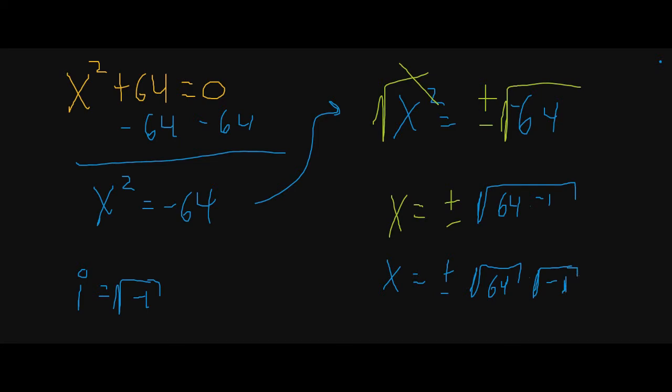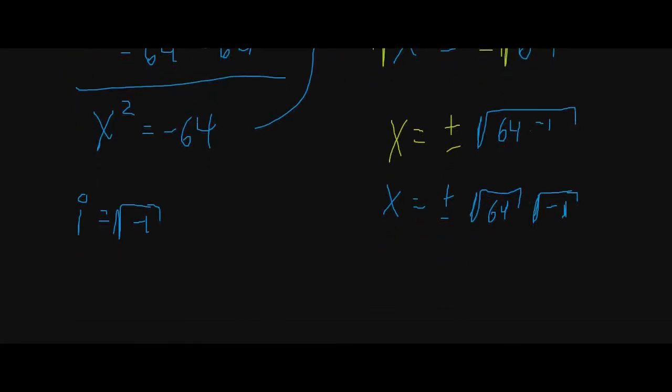If we look carefully, we're going to get x is equal to plus or minus, well, what's the square root of 64? That's 8. And the square root of negative 1, we have defined that to be i. It's imaginary. So we get x equals plus or minus 8i. That's all we needed to do.